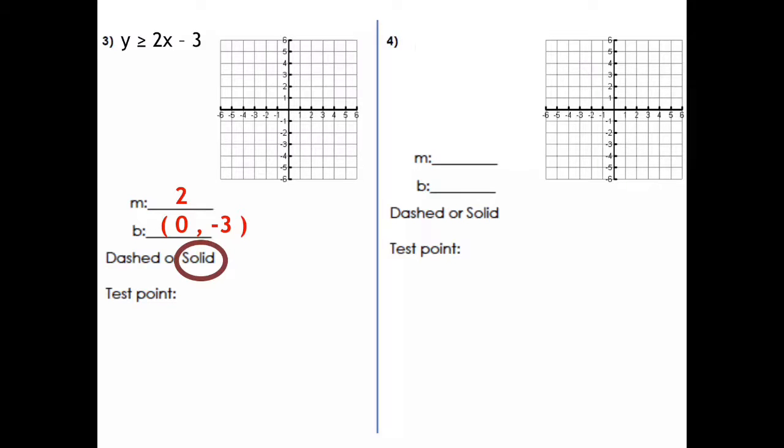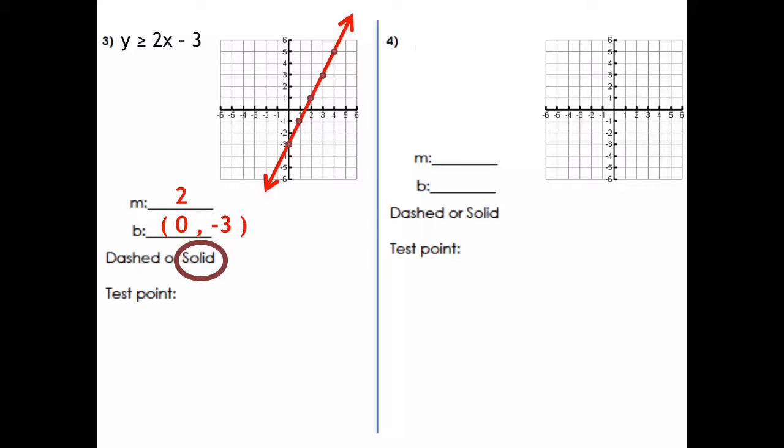Now let's go ahead and graph this. We're going to start at 0, -3, which is right here. This slope tells me to go up 2 to the right 1, and I'm going to keep going till I can't go anymore. And then I can also go down 2 to the left 1. But there's my solid line anyway, and you can see it goes through that point.